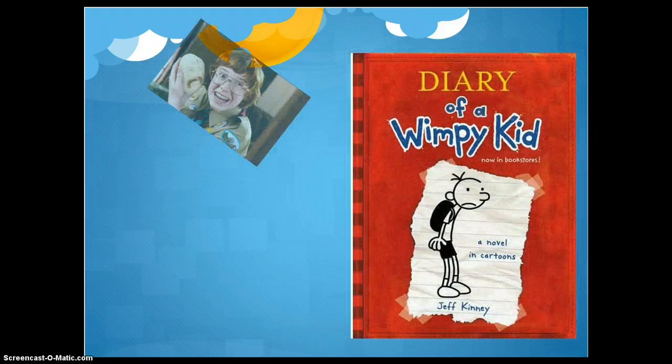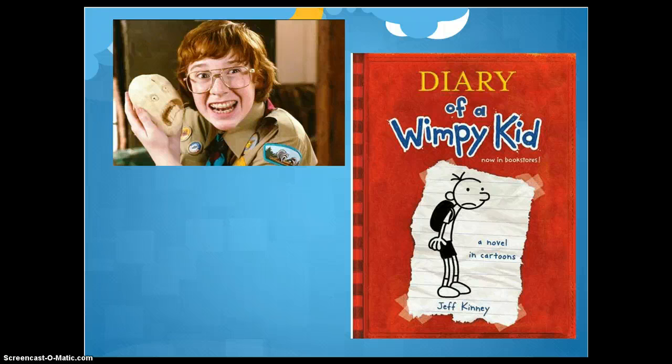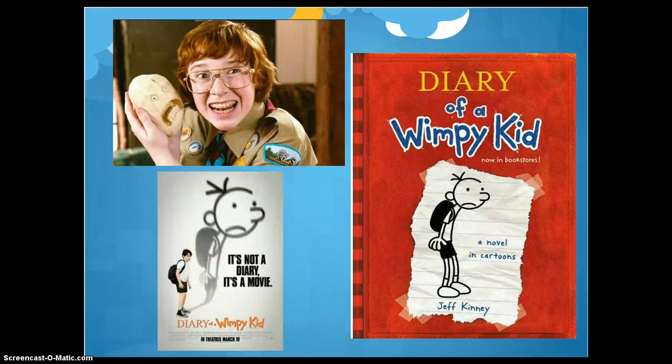Here's an example. You may have heard of Diary of a Wimpy Kid, a popular book that was turned into a movie. When people talk about a book versus a movie made from the book, they are comparing and contrasting.